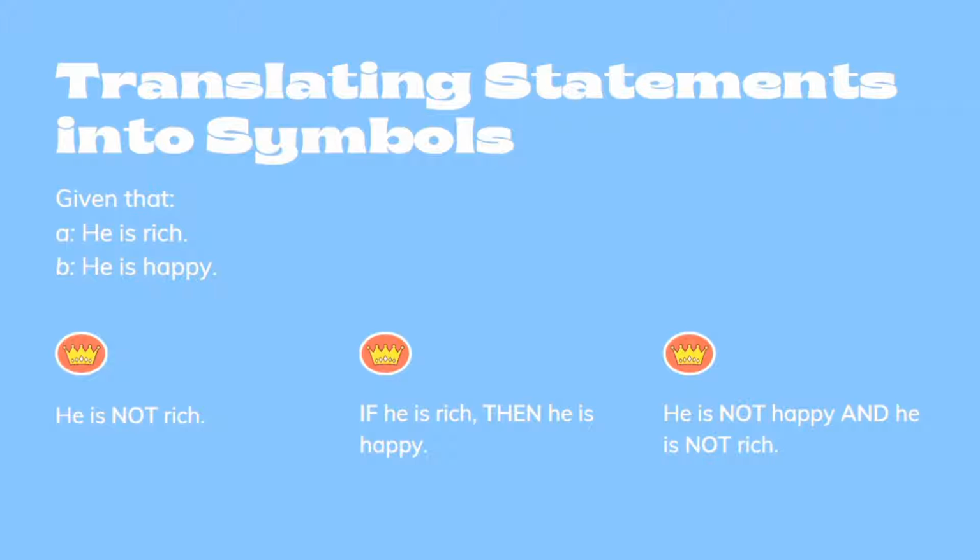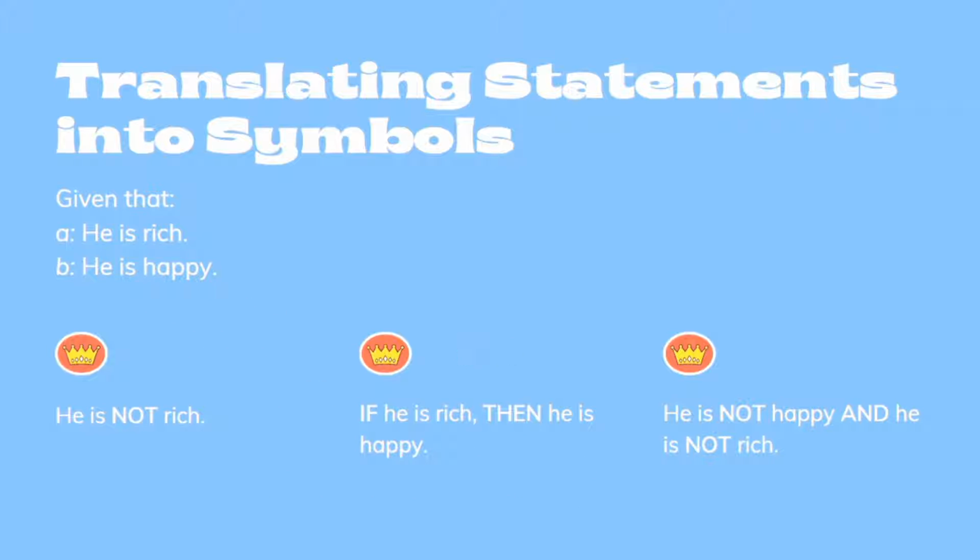The first statement is he is not rich. With this, we can see that the logical connective used is not, and the rest of the statement corresponds to condition A, so we should answer using the symbol of not and the condition A. Put it all together, it will look like this. Next statement is, if he is rich, then he is happy. Following the steps we did from the first statement, the symbols would be like this.